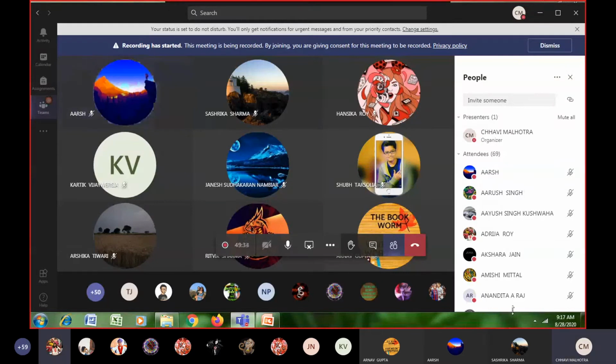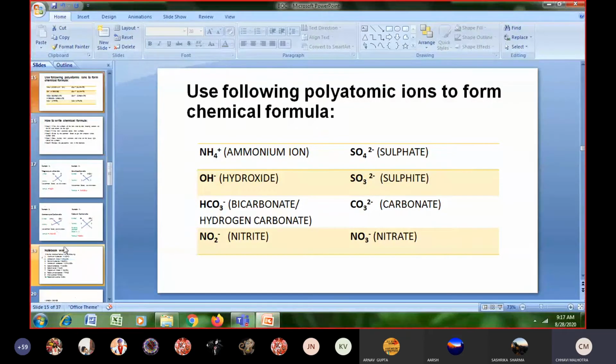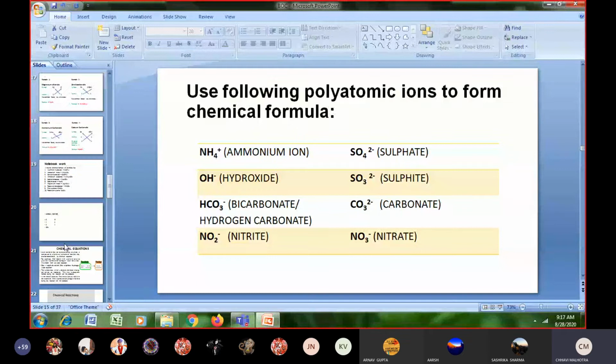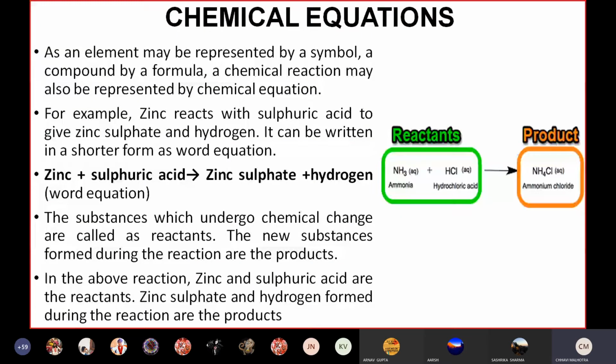Okay. Next we come to the next part of this topic, which is chemical equations. So you have already been writing chemical equations in your lower classes. So let's understand how it is written and what the different components of it are. So you can represent an element by a symbol, right? We represent an element by a symbol like oxygen with O, nitrogen with N, sodium with Na. So these are the symbols of the elements.